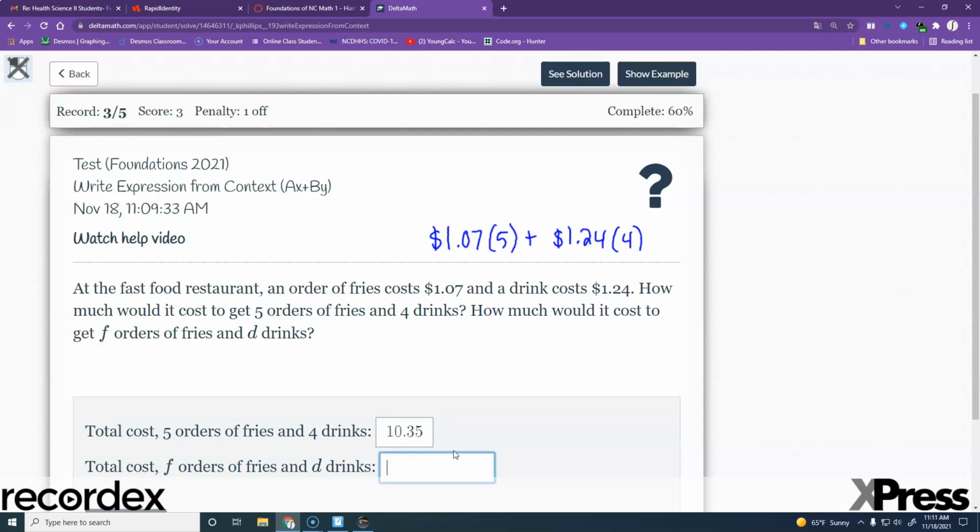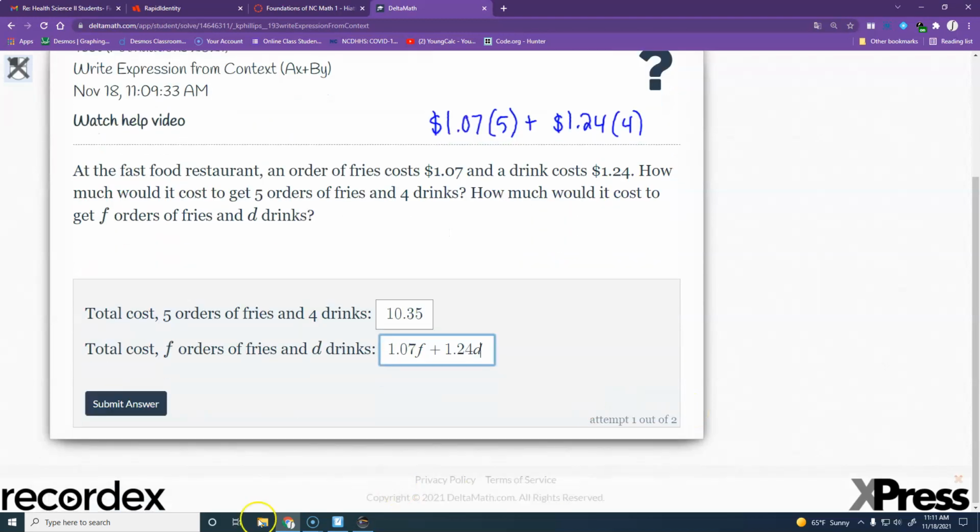And so the total cost of F orders of fries and D drinks. So this is asking for any number, right? Like an equation here. So 5, this was fries. So I could put my F right here. And 4 was drinks. I could put D there. So it would look like this. I'd have 1.07F plus 1.24D. Okay, does that make sense?